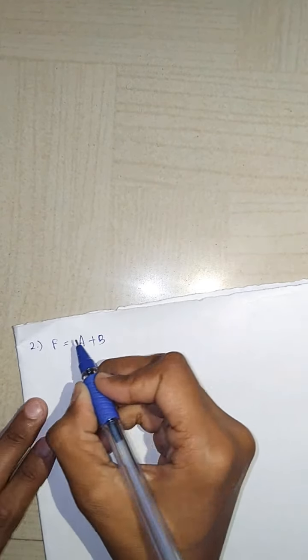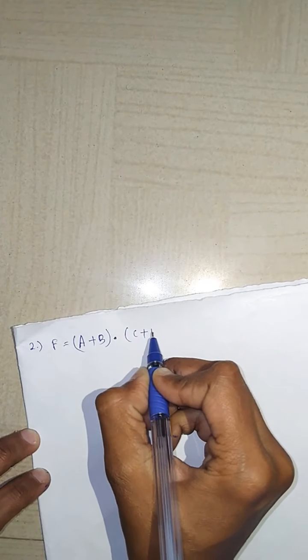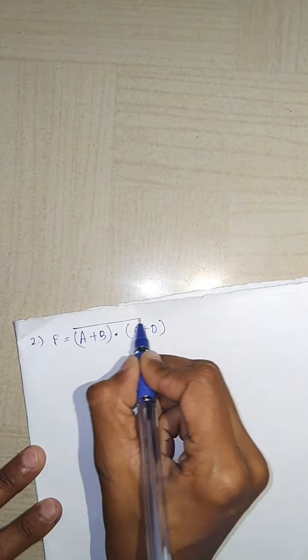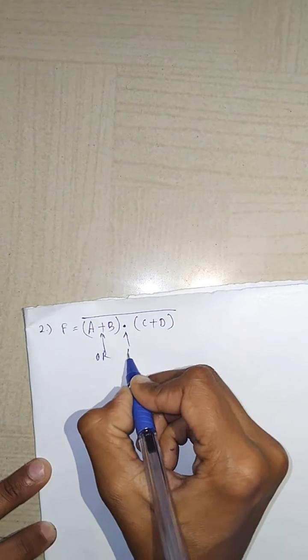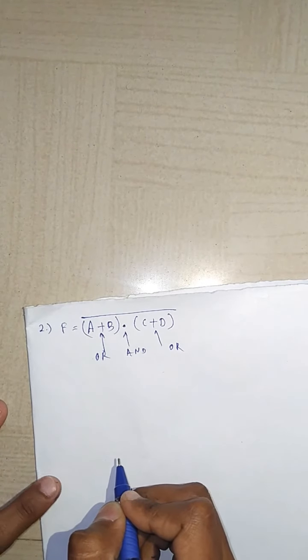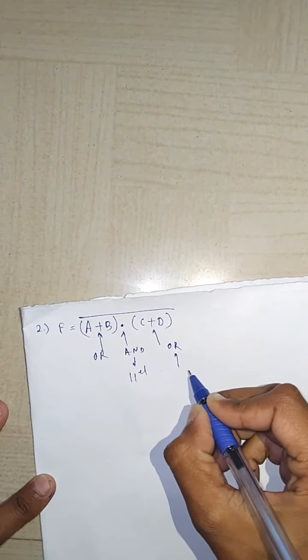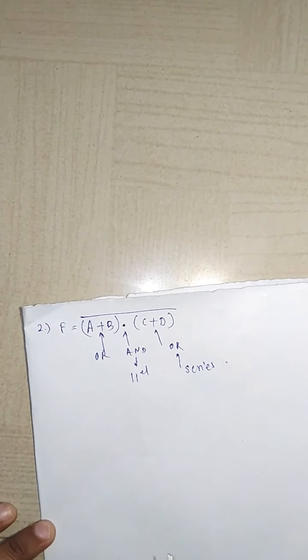Okay, now let's take A plus B, F as output, A plus B, and with C or with D, and the whole complement. Now we know we have to check first the OR operation, AND operation, and OR operation. We know that for ANDing operation there is a parallel connection, for ORing operation there is a series connection of p-type transistors, and exactly the opposite for the n-type transistor.